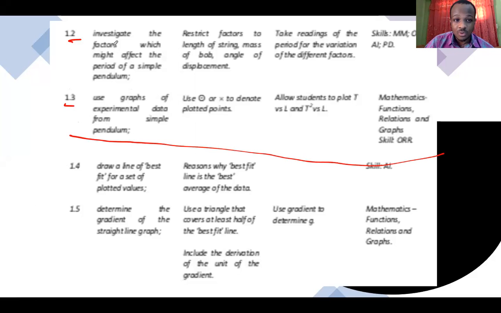So we'll investigate the factors that might affect the period of a simple pendulum, and we'll get into what a simple pendulum is.